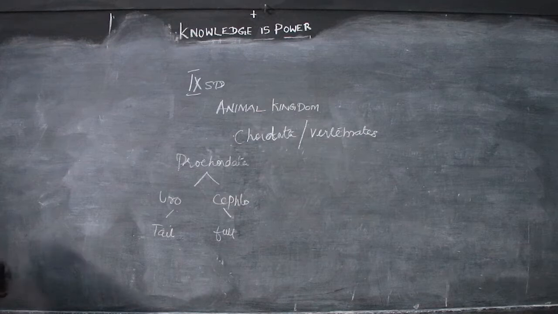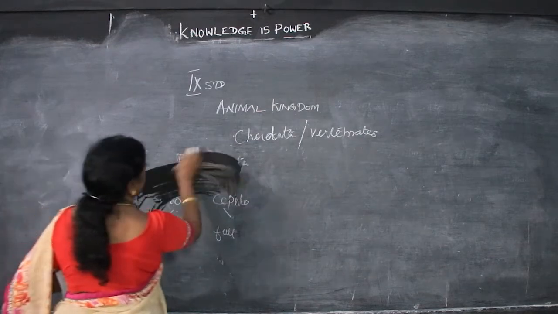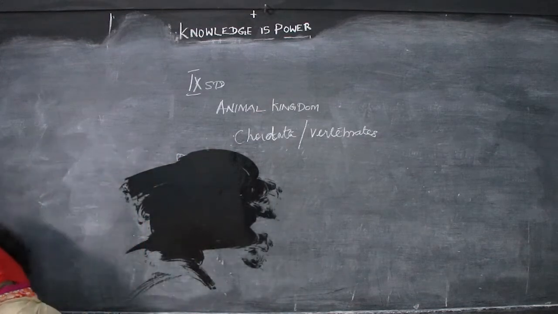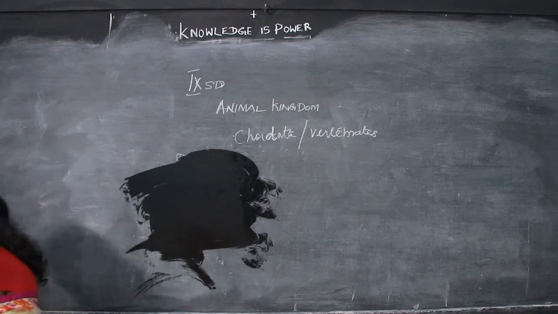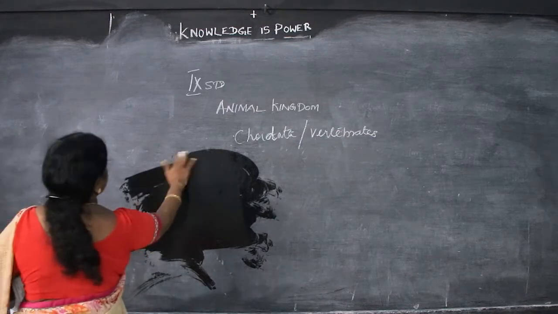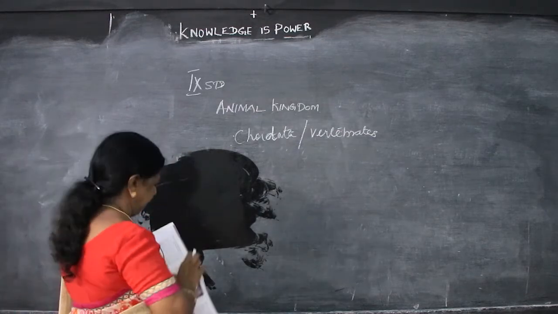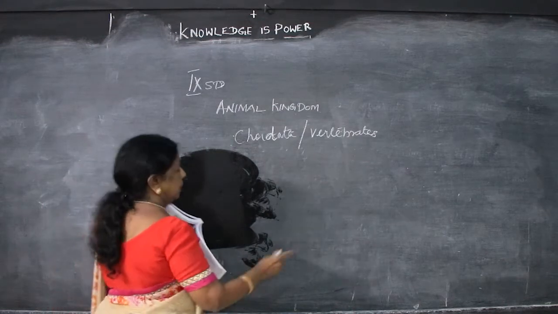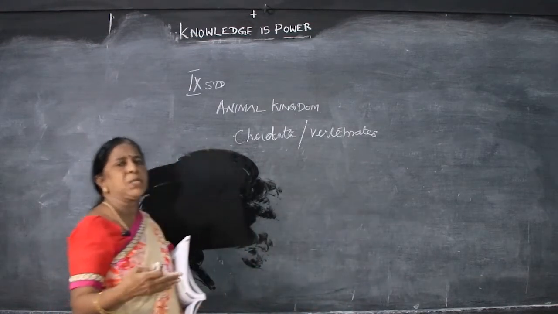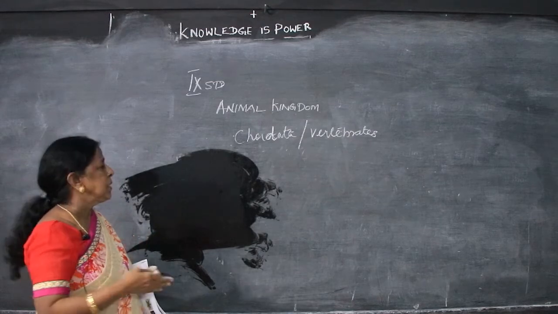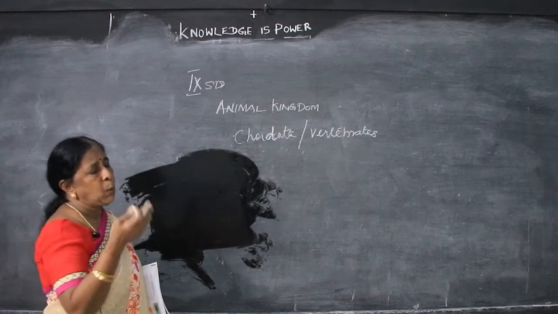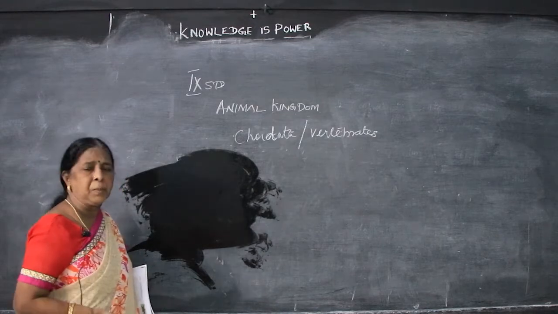Now we have to see the next, chordata. Under chordata we can see 5 divisions. What are the 5 divisions? They also developed stage by stage. From the first animal, there can be 2 kinds of animals, that is cold-blooded animals and warm-blooded animals.